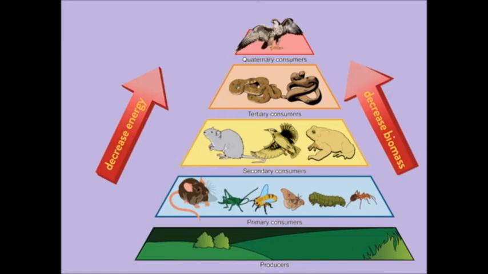However, there are ecosystems in which the biomass of the consumers is greater than the biomass of producers. This is the situation for lake and open sea ecosystems where primary production is focused in the phytoplankton.